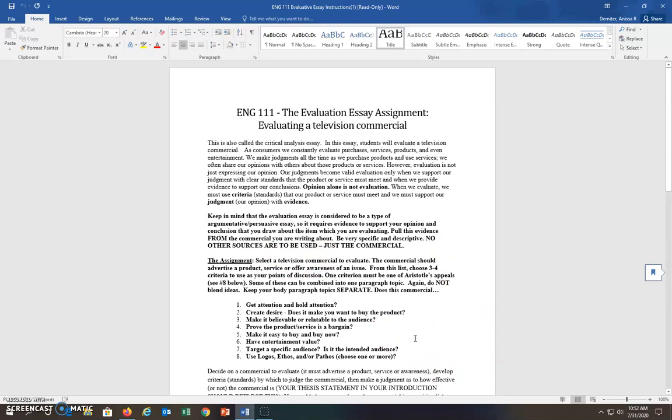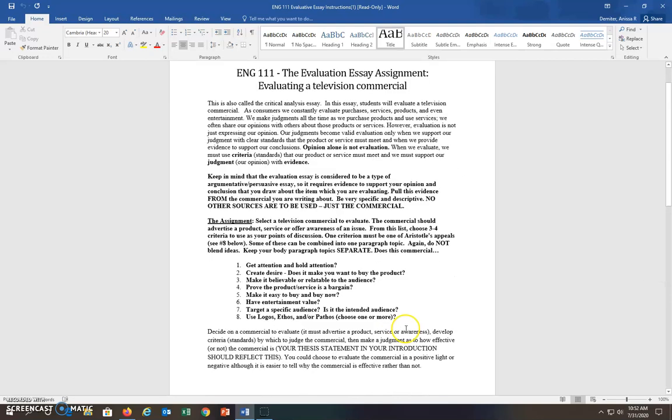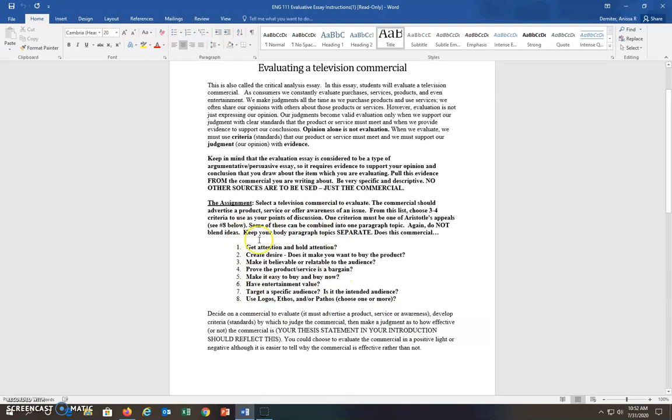commercial. So if we are looking at a particular ASPCA commercial, where they're asking you to donate to all these animals who have been neglected and who have been abused and so forth, you have to determine, okay, what 3 criteria are you going to discuss to determine its overall effectiveness? You could look and choose from this section here. Okay, does it get attention and hold attention?